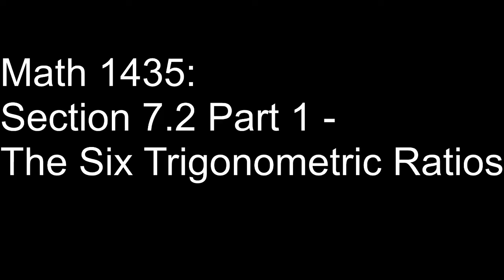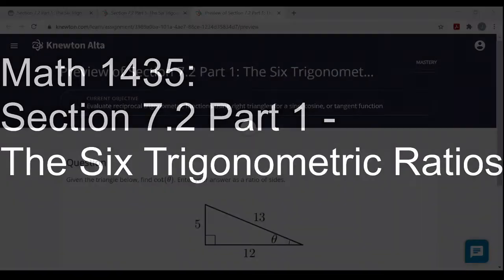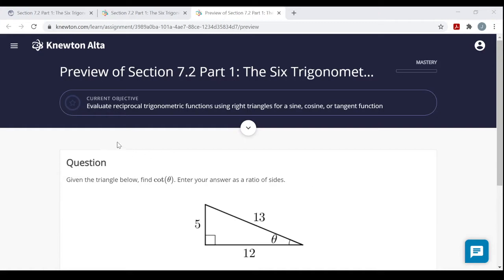So I'm just going to go straight into the KnewtonAlta homework. Hopefully you know how to find the OpenStax book for section 7.2 and read the pages there, and also where to find some extra videos in Canvas that have been put up for you.